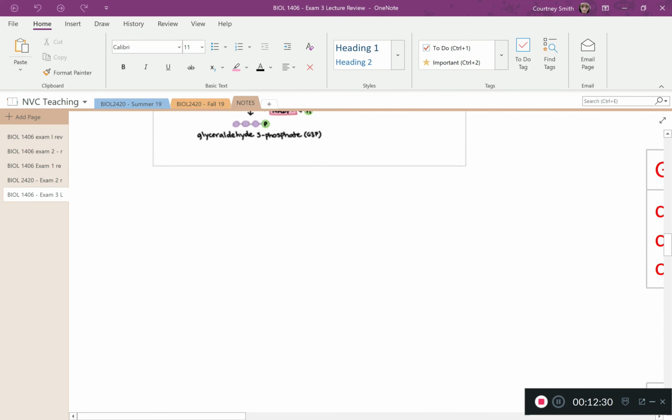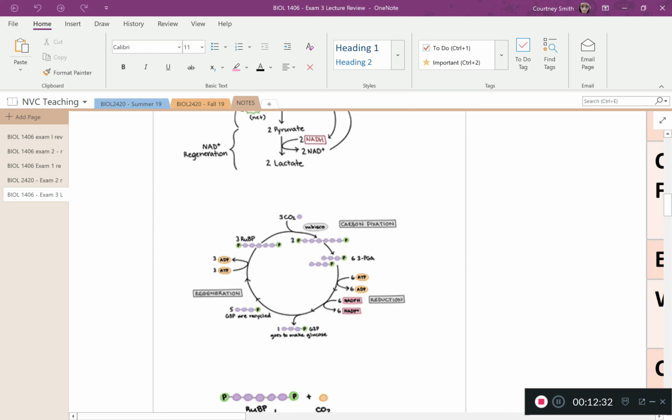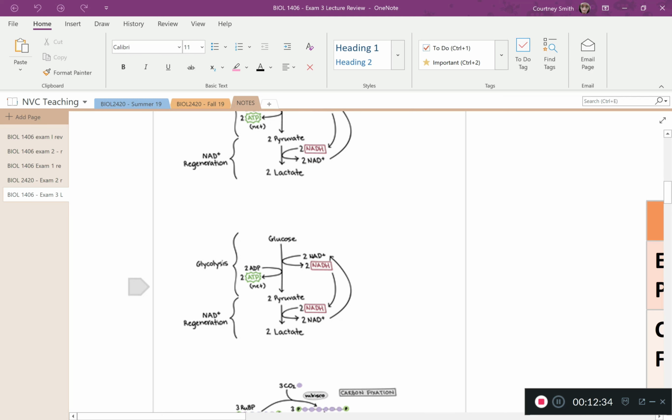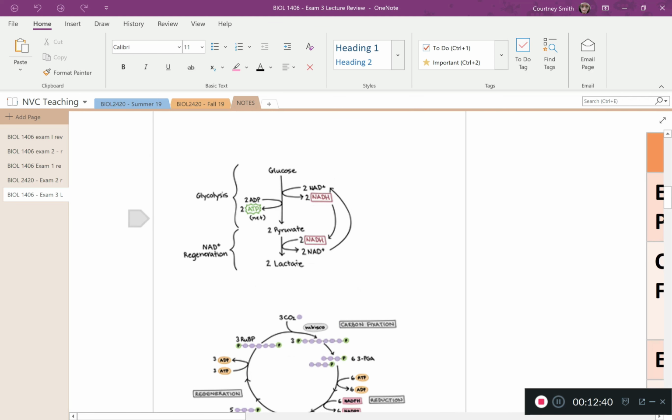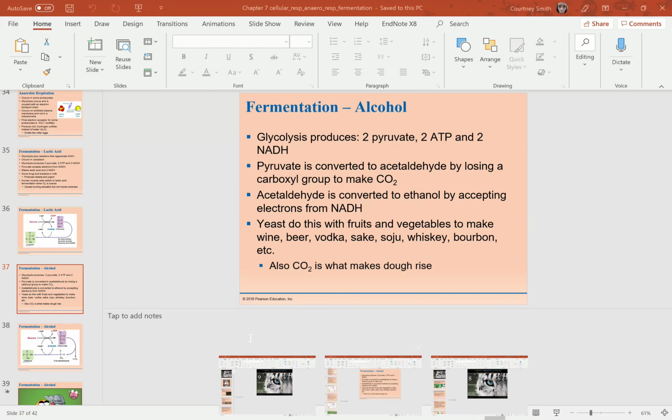Now, oh no, what happened to the picture? Okay, here it is. So, with fermentation in the context, oh, that's not the right image. Ugh, I'm so sorry, guys. We'll just go to the one in the PowerPoint.